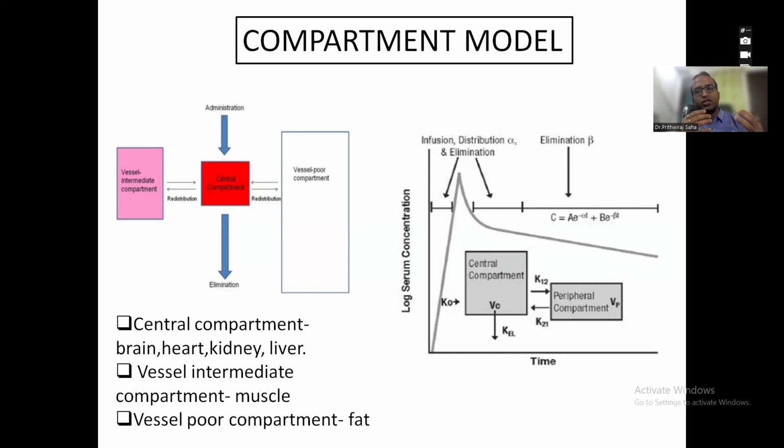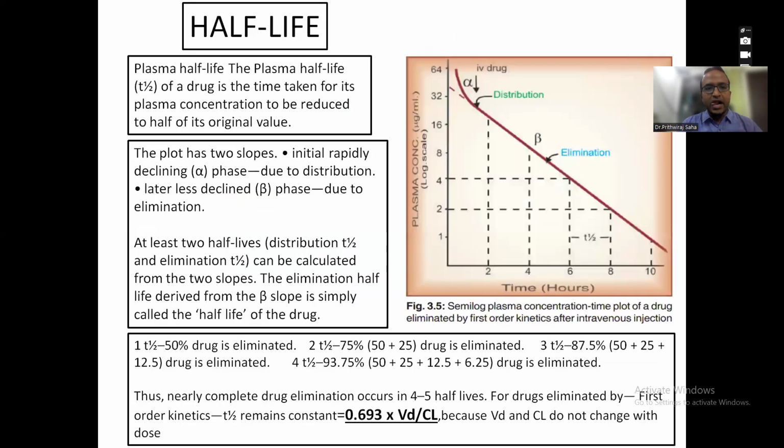Every drug basically has two half-lives. One is when it goes out of the serum but is redistributed into the vessel intermediate or vessel poor compartment, then comes back to the central compartment and ultimately goes out of the body, which is the original half-life of that drug. Coming to the actual half-life, it is the amount of time taken for the plasma concentration to reduce to half of its original or initial value. As we have seen, it has two phases: the alpha phase due to distribution, and later the beta phase due to elimination.